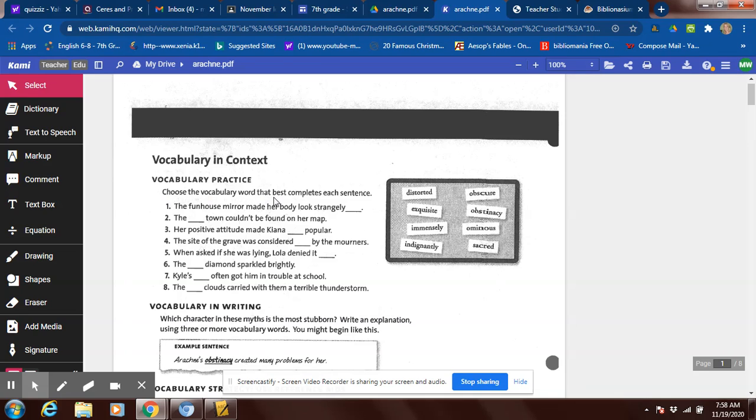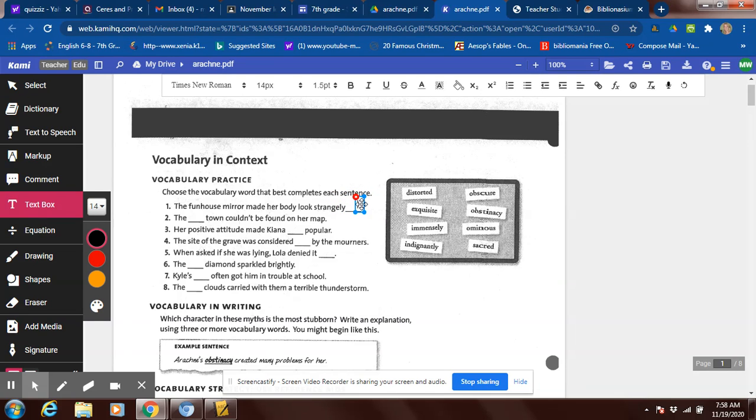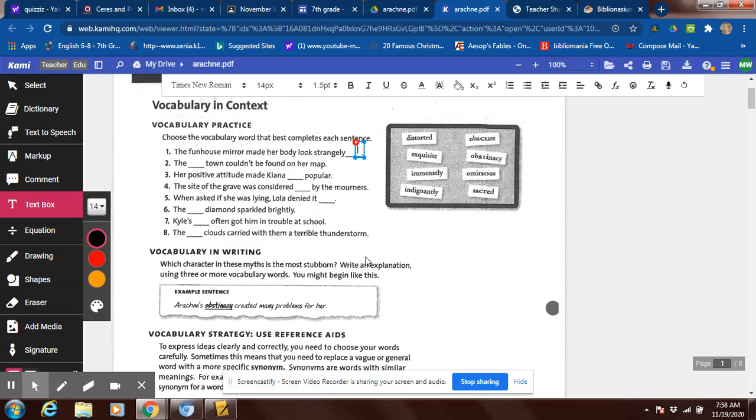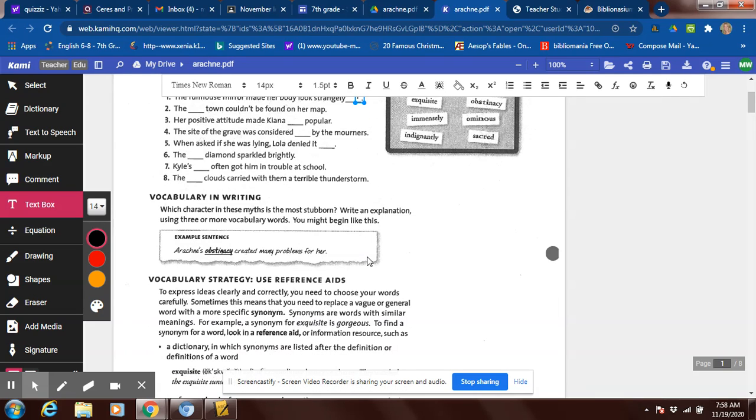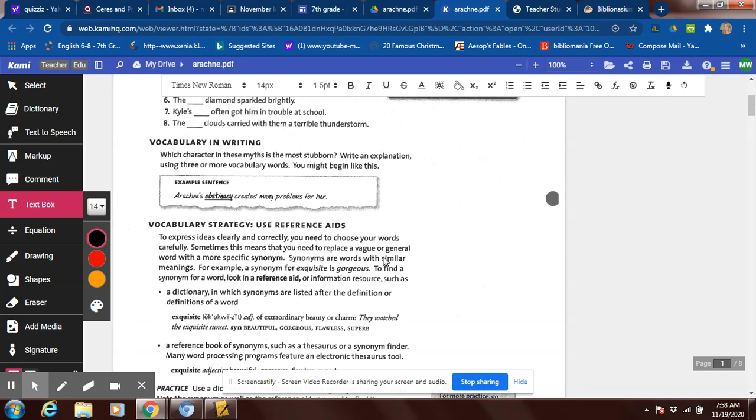So choose the vocabulary word that best completes each sentence. So I want you to fill these out. You can probably type. So you put a text box here, and you can type whichever word goes there. Okay? You don't need to do the vocabulary in writing.